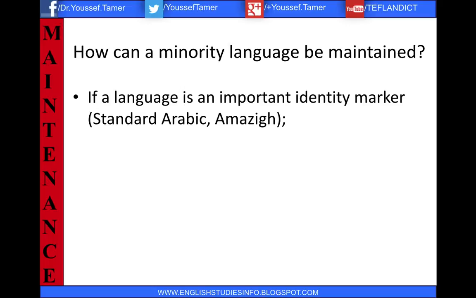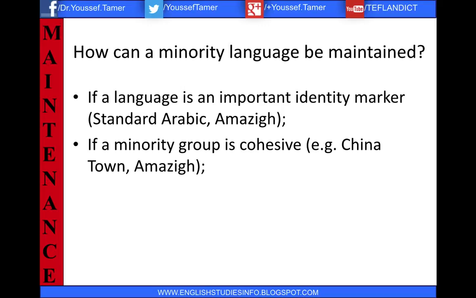The same thing for Standard Arabic. One of the main reasons why, after independence, it was decided to replace French with Standard Arabic is that Standard Arabic is a strong, important identity marker of the Arab culture, patriotism, Islam, and so on. Right?